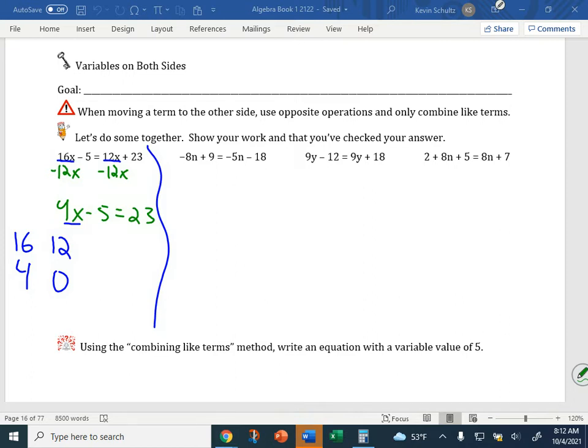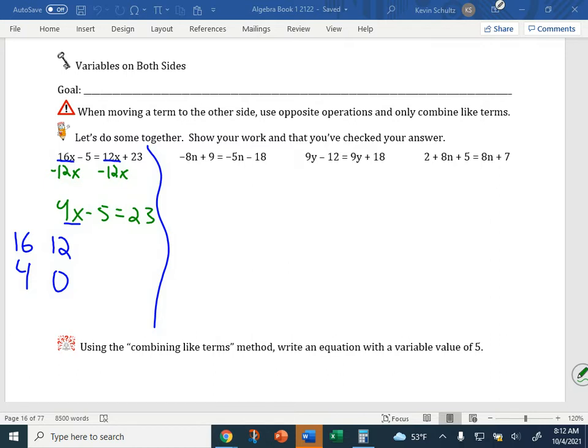Alex? We'll come back to that. Thank you, though. I don't want to forget that. Catherine. And how'd you get that -3n?